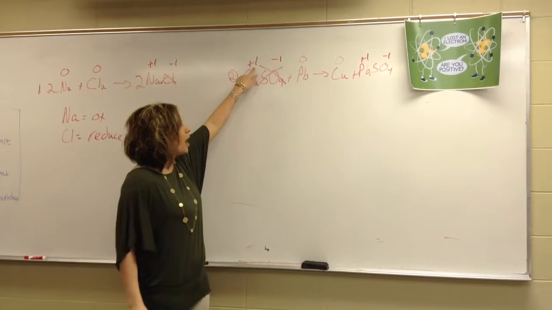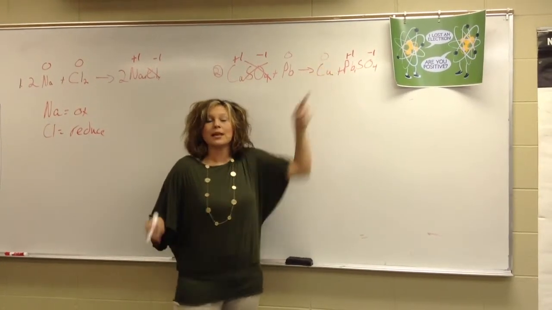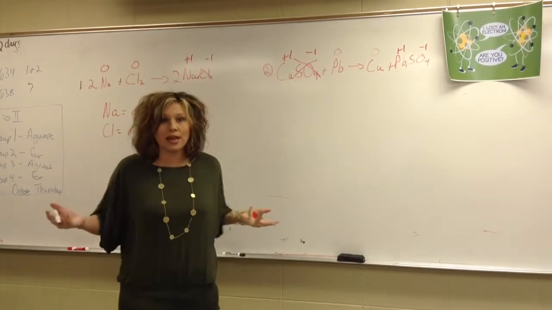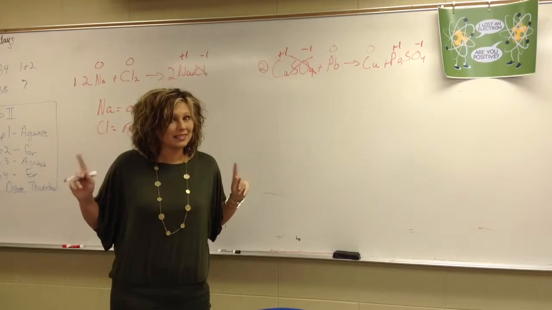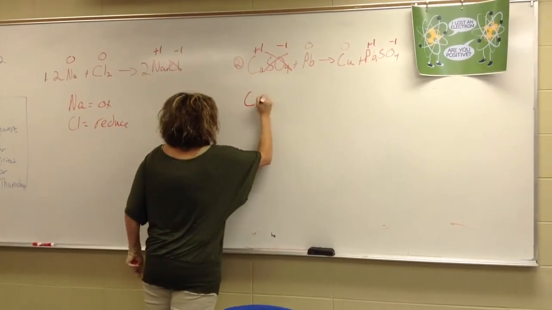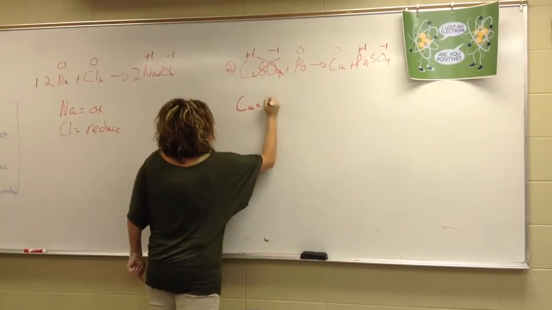Alright, now let's look at it. Copper goes from a positive 1 to a 0, to neutral. That means it gains an electron. So if it gains electrons, what does that mean? Yes, that's right. If it gains an electron, that means it has become reduced.